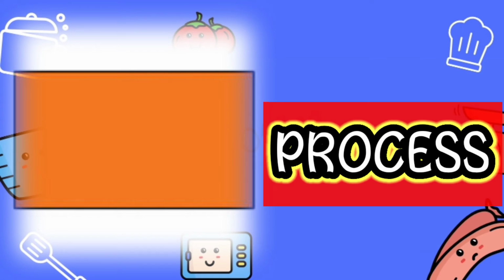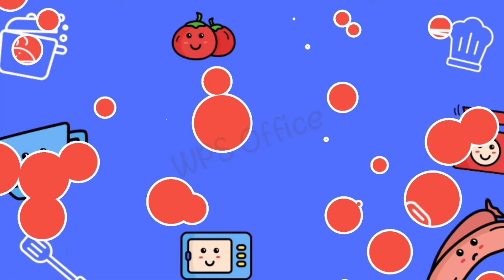We also have the process. This has the shape of a rectangle. It denotes any action or process to be carried out. It symbolizes any processing function. This is the process shape, which is also known as the rectangle shape.